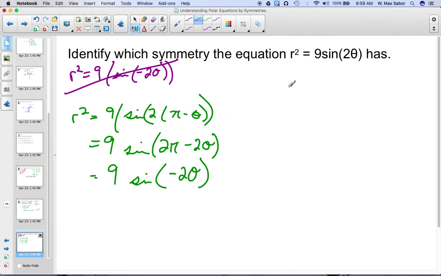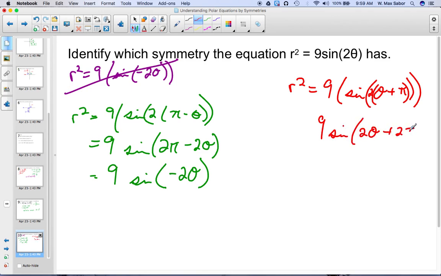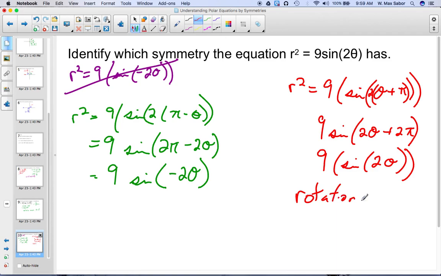If we replace it with theta plus pi, times 2, what we get is 9 sine of 2 theta plus 2 pi. But because this is one period, we know that that doesn't change anything. So this is 9 sine of 2 theta, and that is the same. So in other words, this has rotational symmetry by 180 degrees.